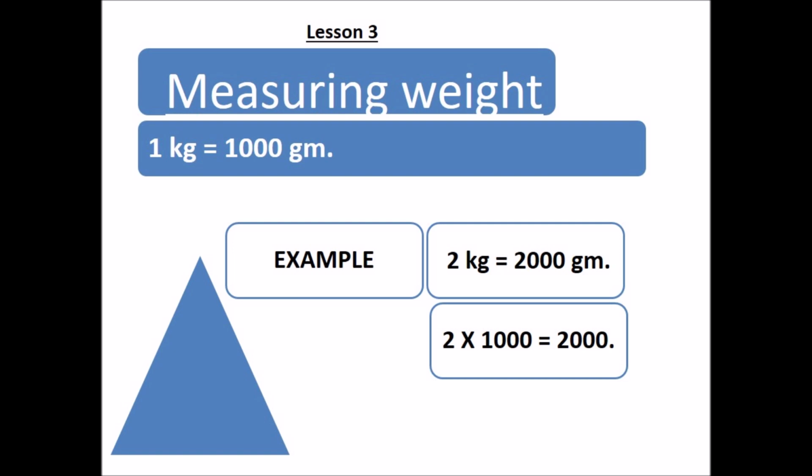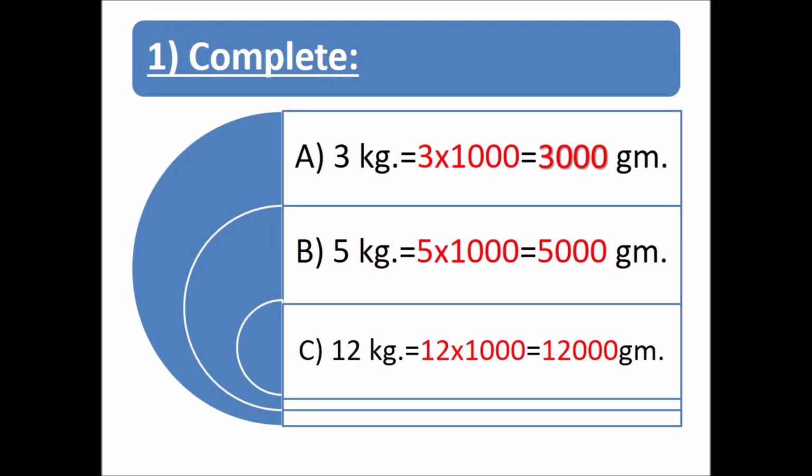For example, if I have 2 kilograms, they are equal to 2000 grams. How can I get my answer? I will make 2 multiply 1000 equal 2000 grams. Now let's solve more exercises.